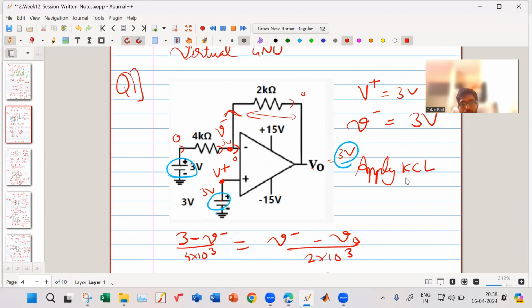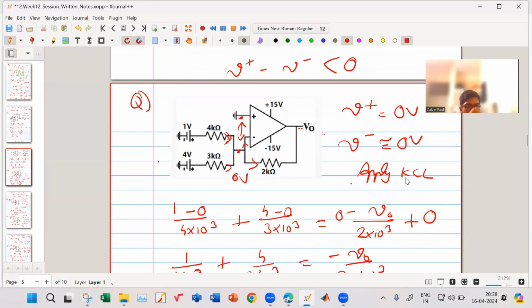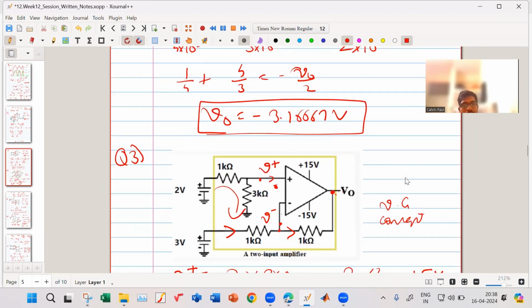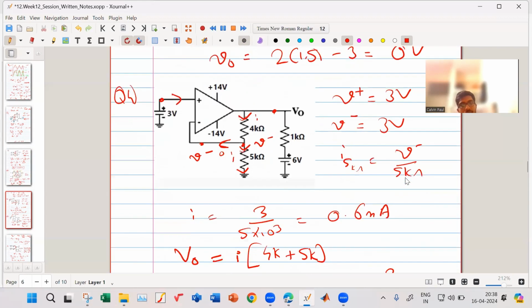Question 1. V naught is equal to... it is open circuited because the current flowing out is 0. This is a summer. Just application over here. Potential divider. So it will be like 2, 3 by 4, 3 by 2. So we will substitute that 3 by 2 over here.